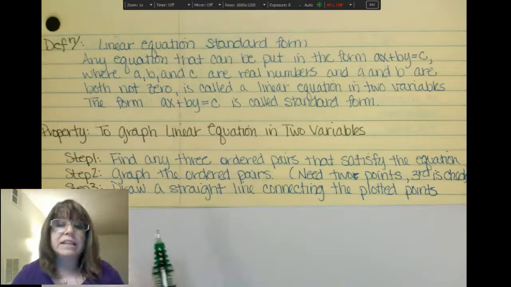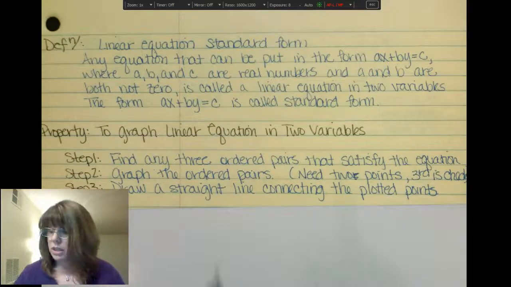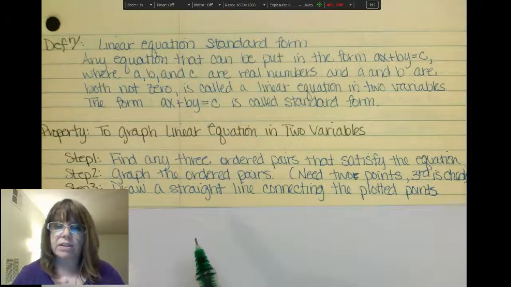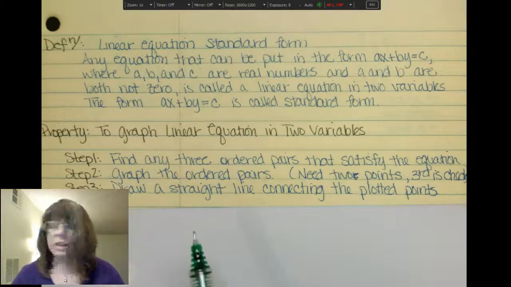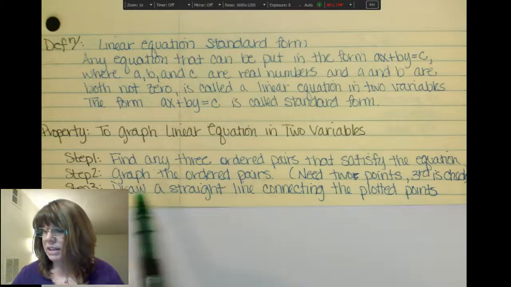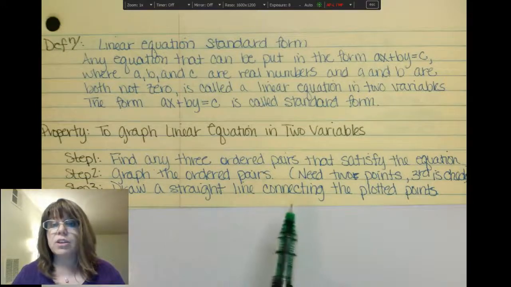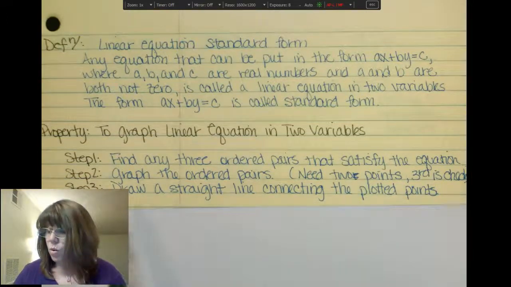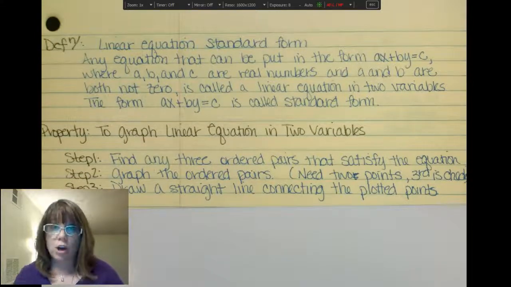Step 1 is to find any 3 ordered pairs that satisfy the equation. These are up to you. I mean, you can choose which ones that you want to choose. So let's say I can choose x is 100, and then I'll find the y value. Be reasonable and be clever about it, and then you'll pick good numbers to plot. And in math, that won't be too difficult. But you want to find any 3 ordered pairs that satisfy the equation. You want to graph the ordered pairs. You need 2 points, but the third is a checkpoint. Then you're going to draw a straight line connecting the plotted points, and at the end of that straight line, you're going to draw arrows.